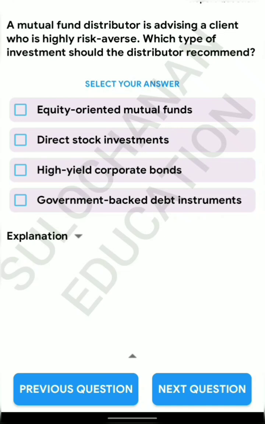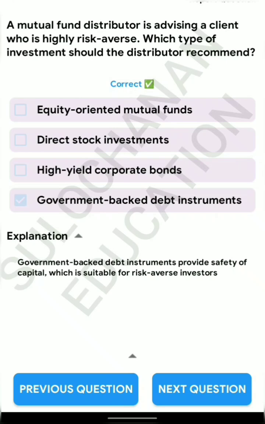A mutual fund distributor is advising a client who is highly risk averse. Which type of investment should the distributor recommend? Options are, and the correct answer is D. Government backed debt instruments provide safety of capital, which is suitable for risk averse investors.